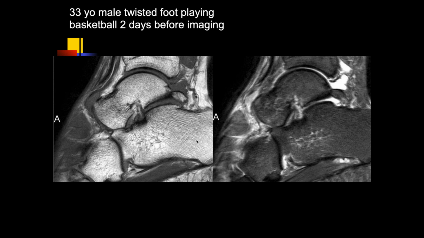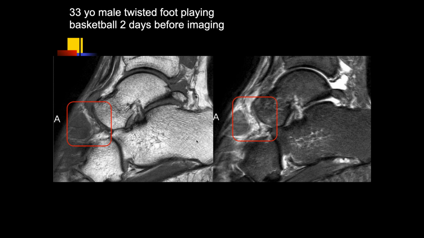Who's next? Ashu. Ashu, what do you think of this case? 33-year-old male, twisted foot playing basketball 2 days before imaging. So there's a prominent os trigonum, almost looks flipped. There's quite a bit of an effusion here, and then I think there's this fluid anterior to the talus. I don't really see the articulation well there. Yeah, a lot of edema there.